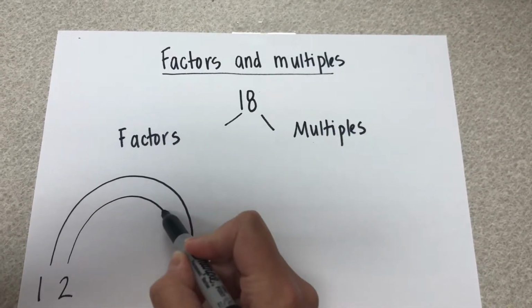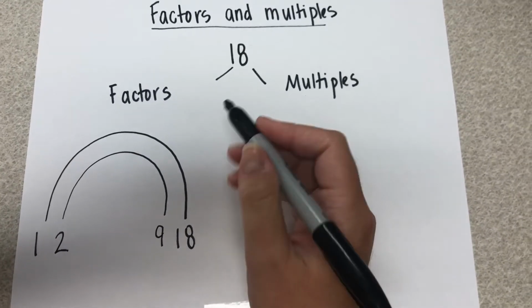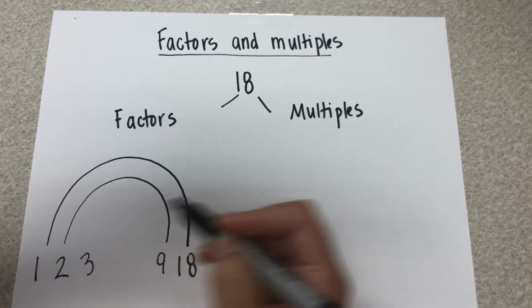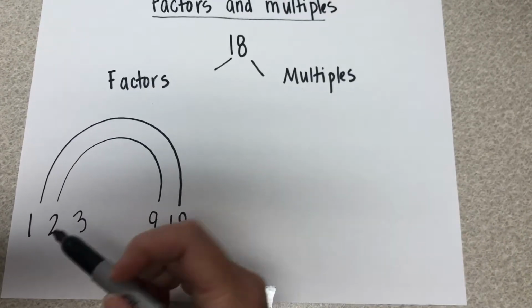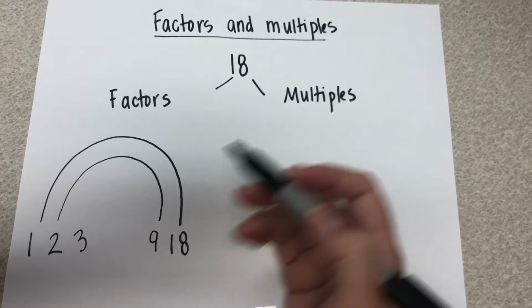So I know that 2 times 9 also gives me 18. So again, I'd keep in order. I have 1, I have 2, then I would try 3. Well, if they didn't know that off the top of their head, I'm always encouraging them to skip count. So if I were skip counting by 3 and I eventually said 18, then I know that it would work.